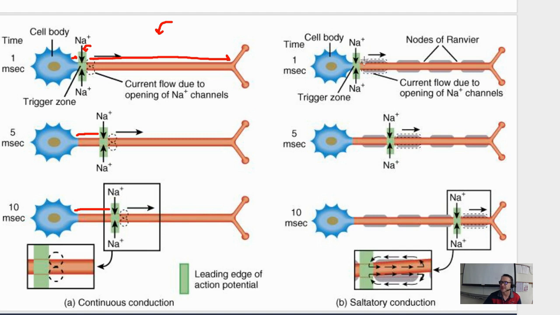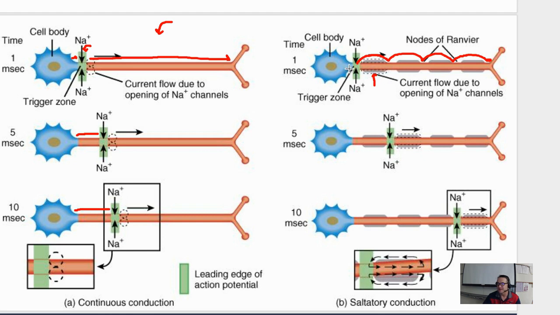Now here's saltatory conduction over here. So you have your myelin right here. The spaces in between the myelin are the nodes of Ranvier. So this is where it can jump from node of Ranvier to node of Ranvier, allowing it to skip large portions of the axon. So this can be much, much faster.